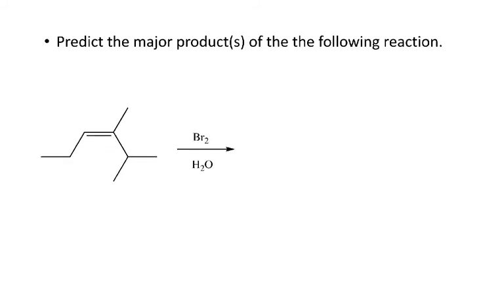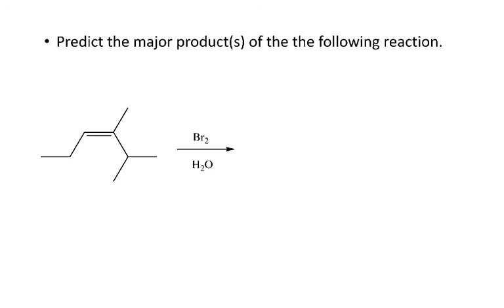Okay, one final example. Now in this case, we know we're going to form a halohydrin because they're telling us that we're doing this in the presence of water. So in this case, water is our solvent. So we're going to add one bromine and one OH. And the bromine should go on the less substituted carbon, and the OH should go on the more substituted carbon. But we do want to do this in an anti-fashion.